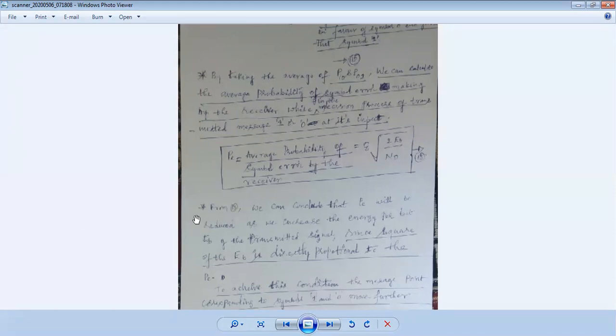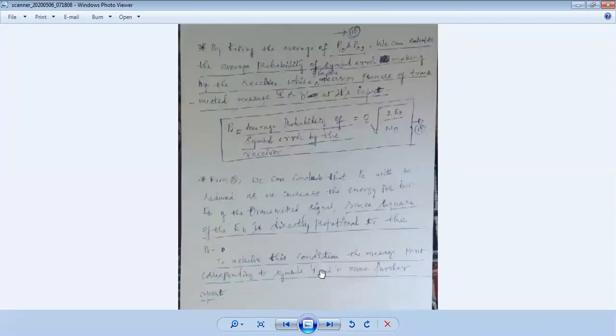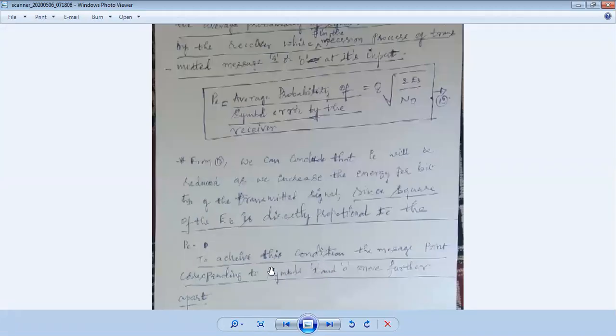So to achieve this conditional probability, the message points corresponding to the symbols must move further apart. That means the energy of the signal has to be more. More energy means the frequency has to be more, because both are indicative of frequency and time. So in order to achieve more energy, so that PE is reduced, the corresponding symbols 1 and 0 must move further apart.